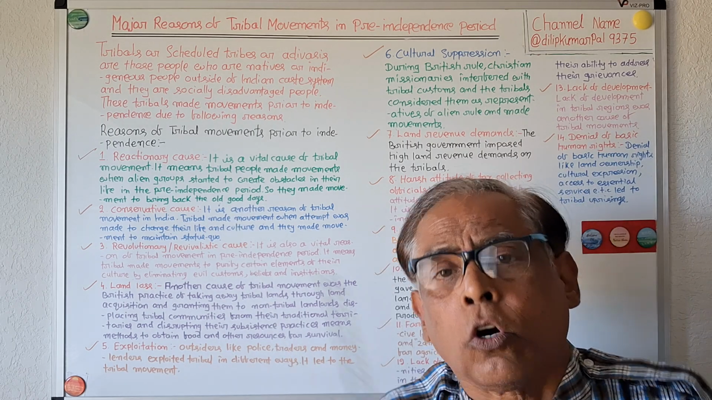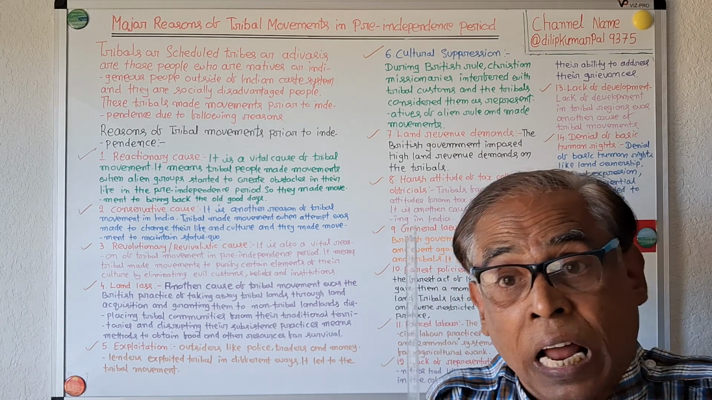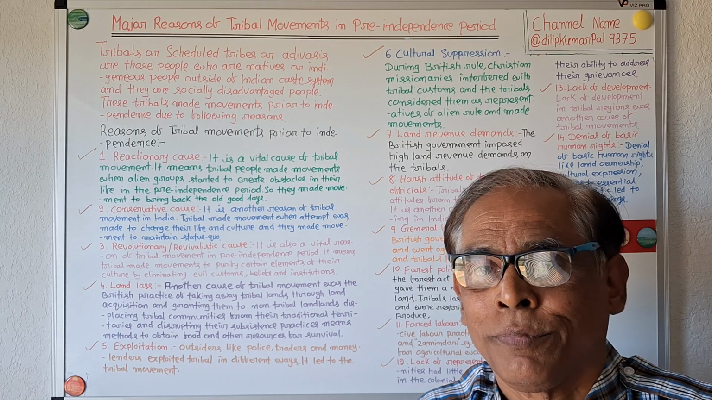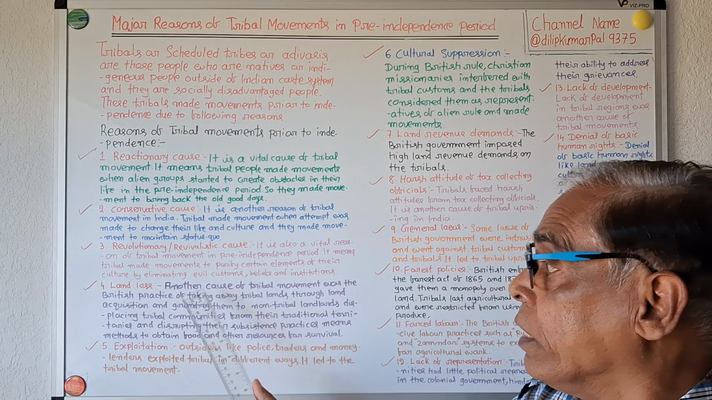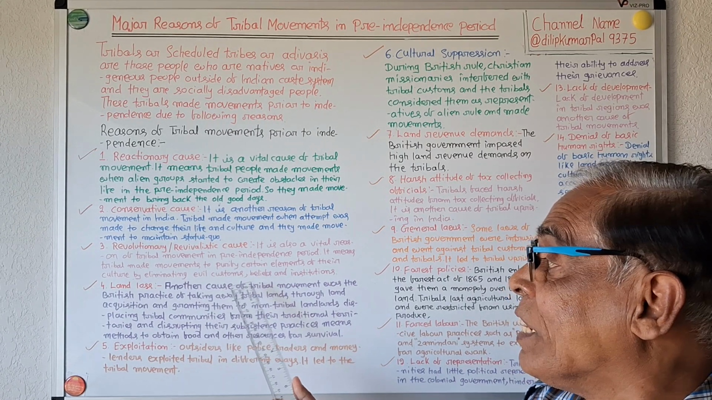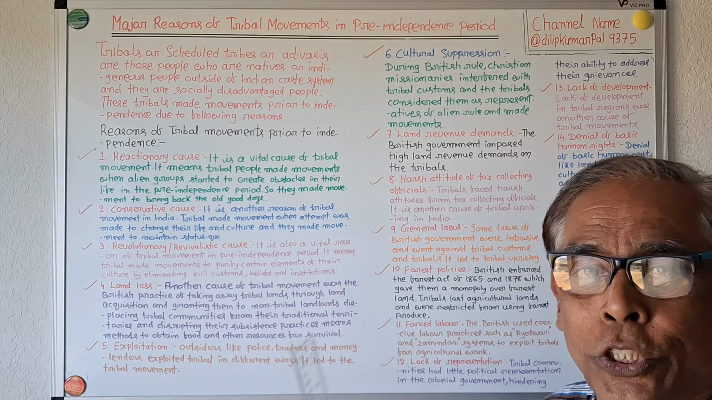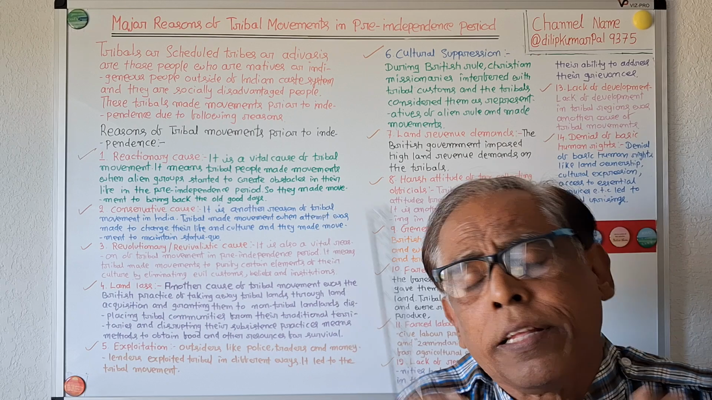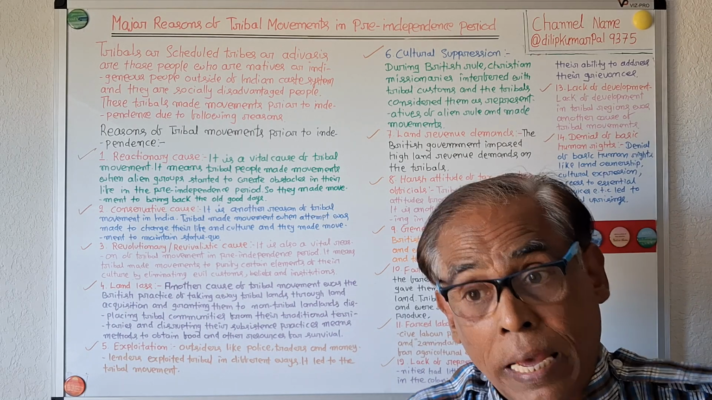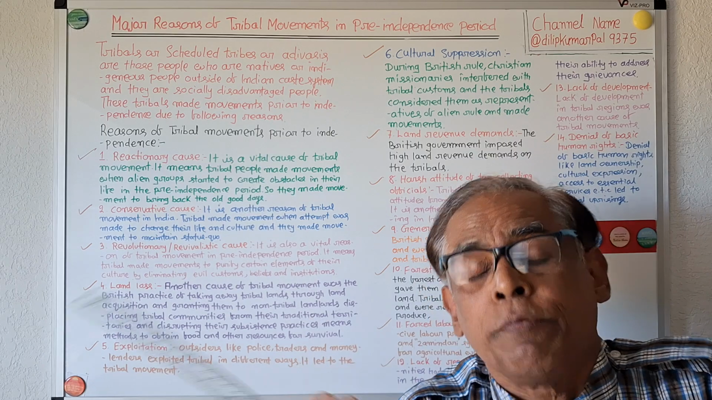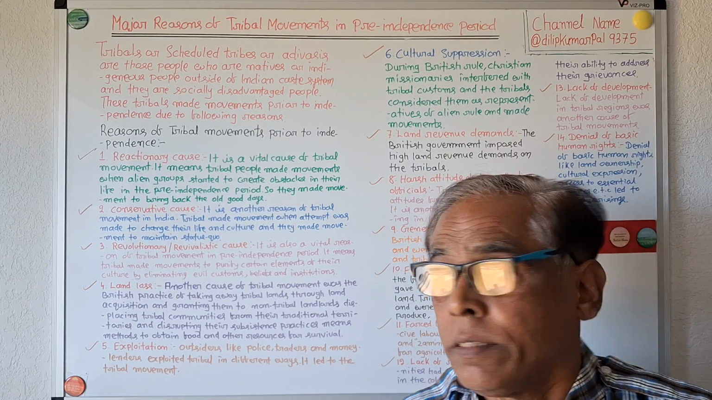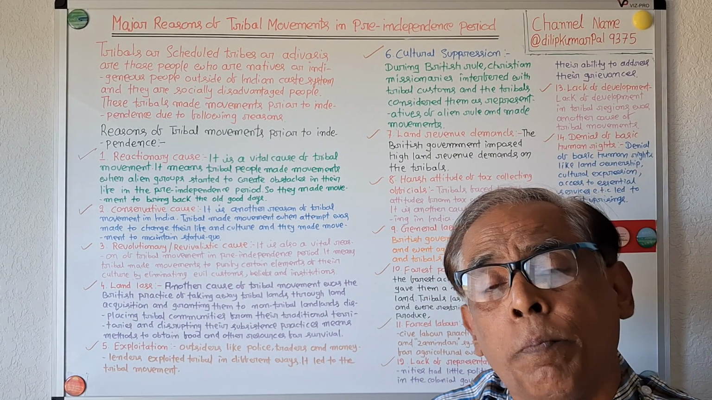Revolutionary or revivalistic cause means tribals made movement to purify their culture by eliminating evil customs, evil beliefs and evil institutions. They wanted to purify their life by eliminating bad customs, bad beliefs and wrong ideas. It is the third reason of tribal movement prior to independence.